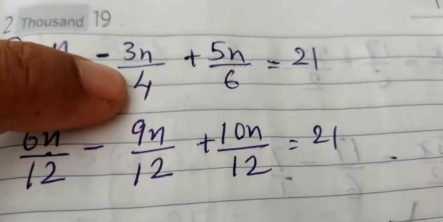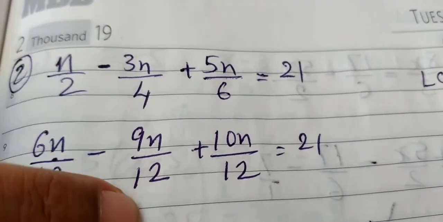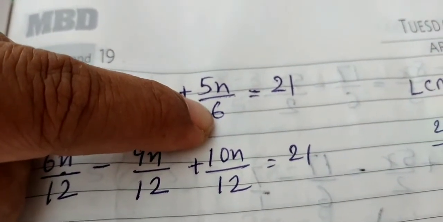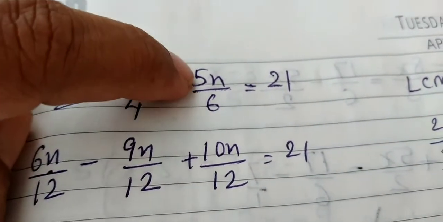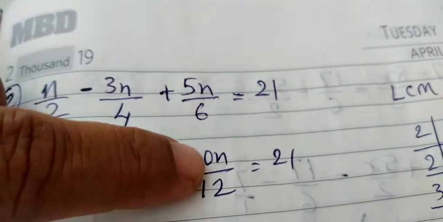With 4, when you multiply 3 you get 12. So 3 3s are 9 upon 12. With 6, when you multiply 2, you get 12. So I have multiplied numerator and denominator both with 2. 2 5s are 10. So here you have got 10n upon 12.